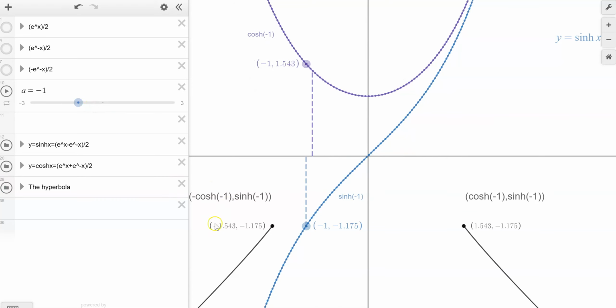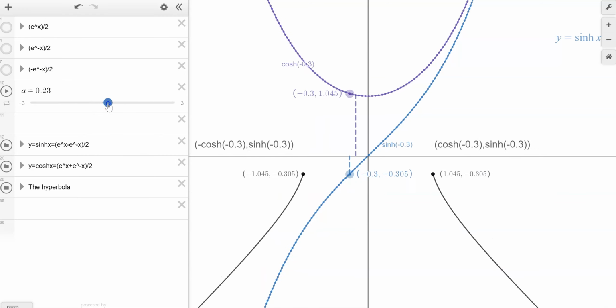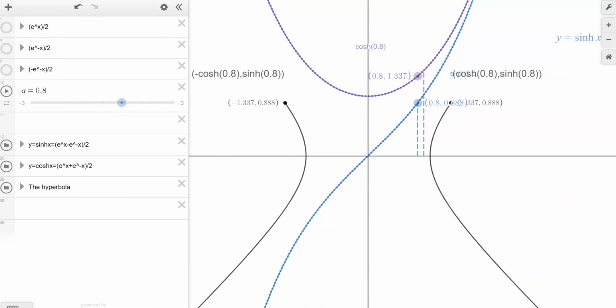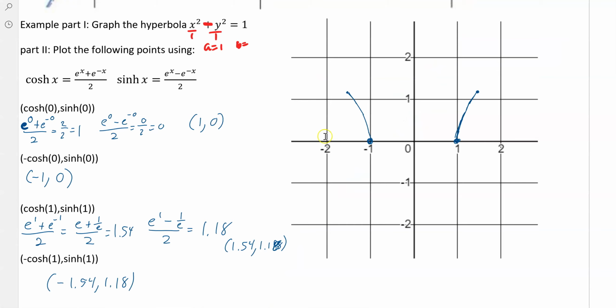And if we plot the negative values as well, you can see it's going to give us negative 1.175, 1.543, and then we do the negative version of it. And if we keep doing that forever, it makes our hyperbola. So that's it. That's what our hyperbolic function is.